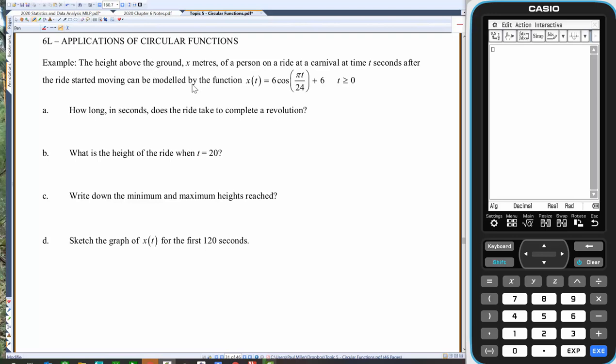The height above ground X meters of a person at a ride at a carnival at time T seconds after the ride started moving can be modelled by this. How long in seconds does it take the ride to complete a revolution?